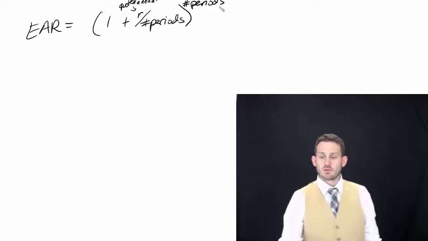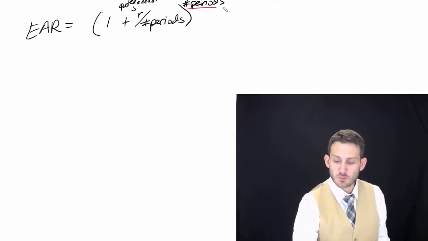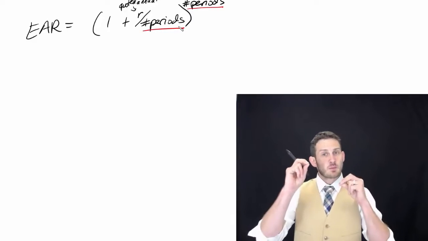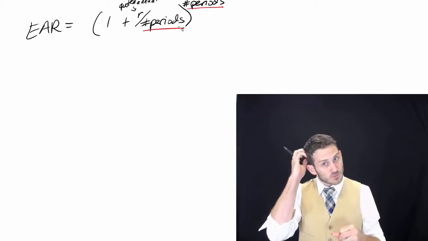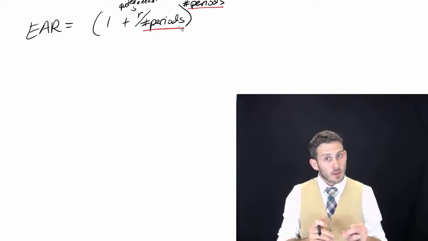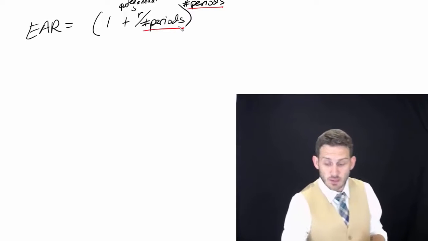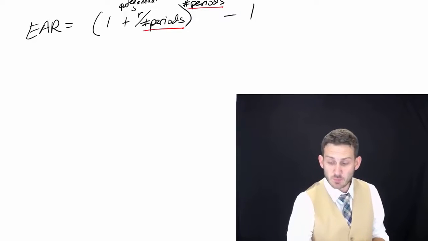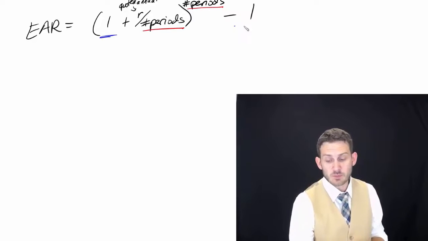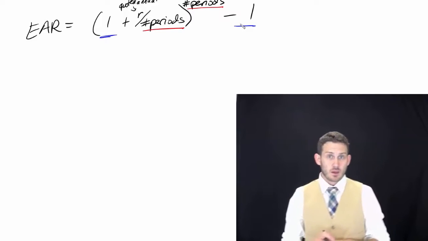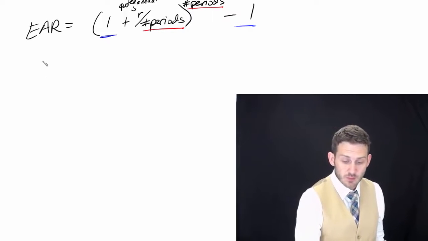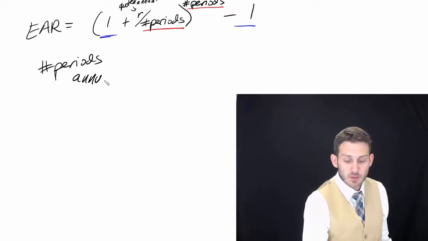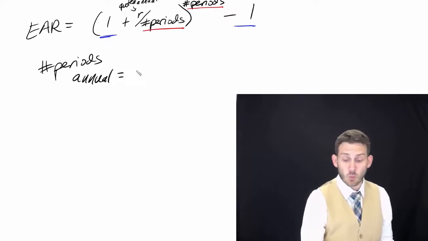Okay, so what you notice is that the number of periods here and the number of periods there are both the same value. Okay, so the next thing we have to do is subtract 1 off of that, because basically we have this 1 out here, we have to subtract the 1 off over here. Okay, so our number of periods, if we are talking about annual, how many is that? That's going to be 1 period.